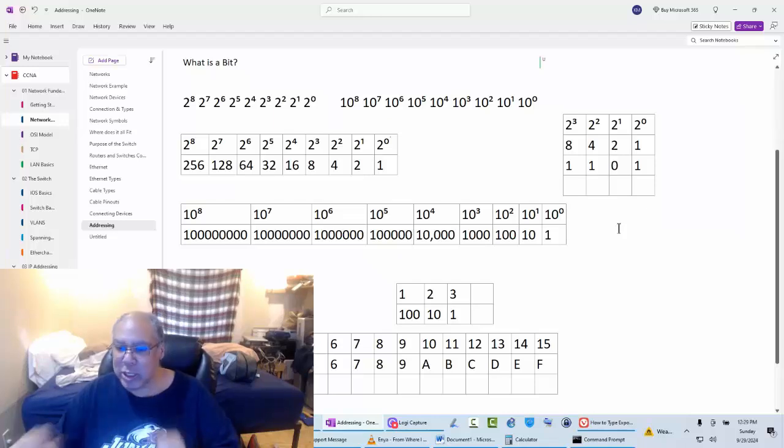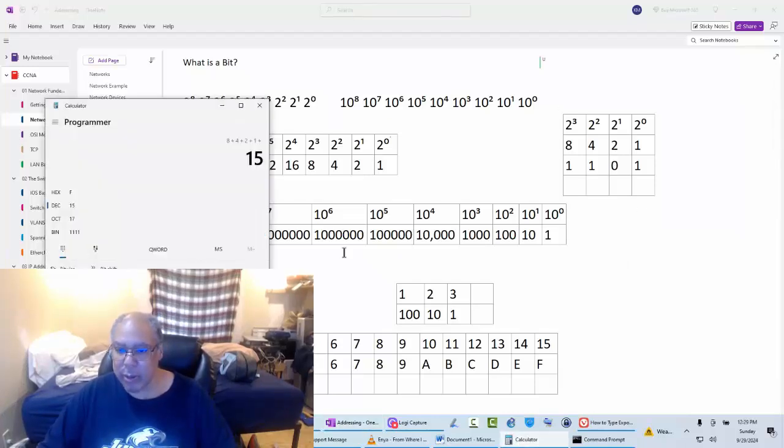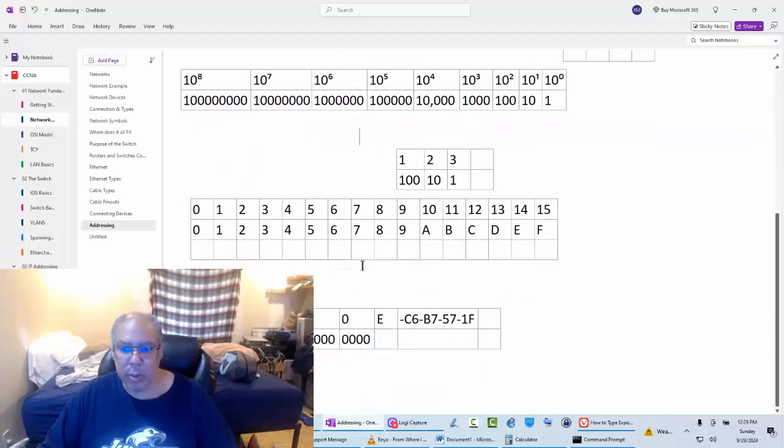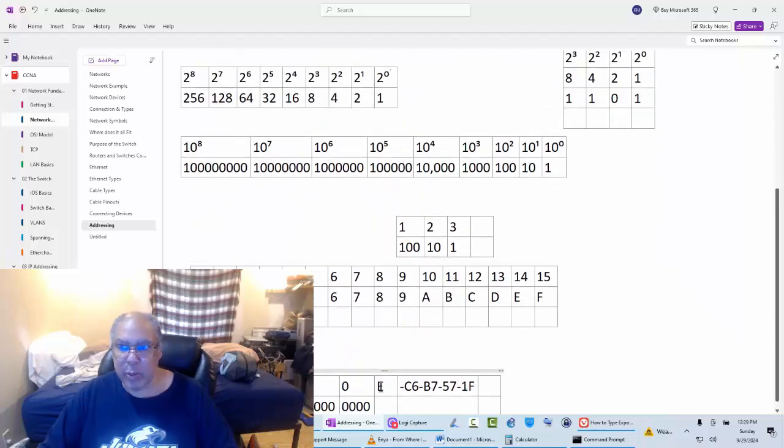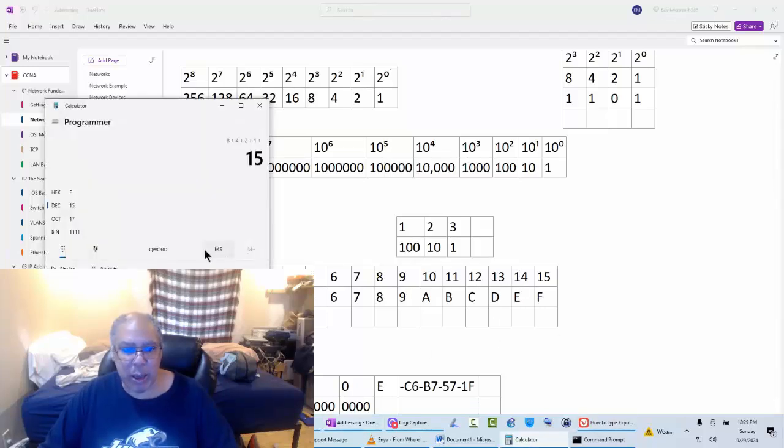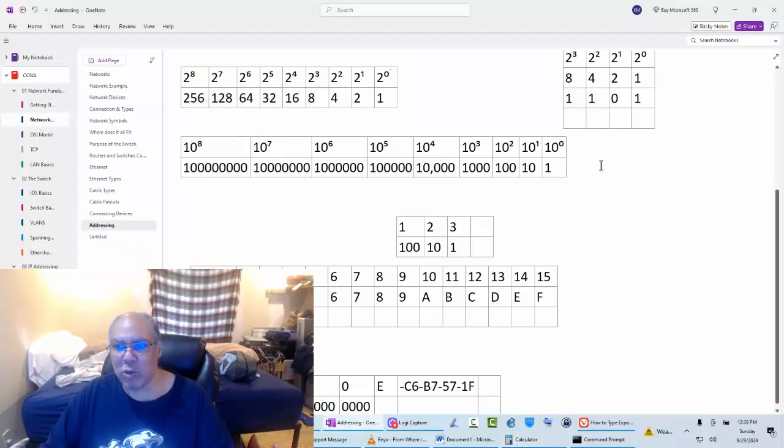Now, let's check our calculator. Because remember, we're looking for the value of E, and E equals 14. So let's check our calculator. 14, and let's go to binary. 14 equals 1110. Let's look at it again. 1110. We did the math wrong, so let's try it again.